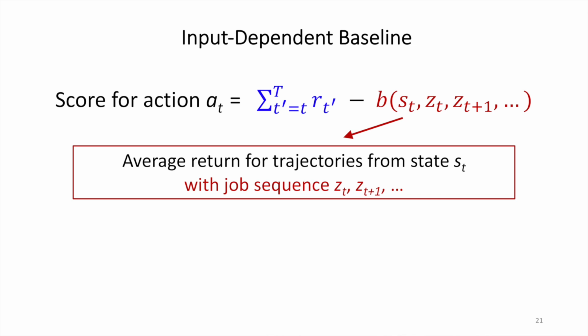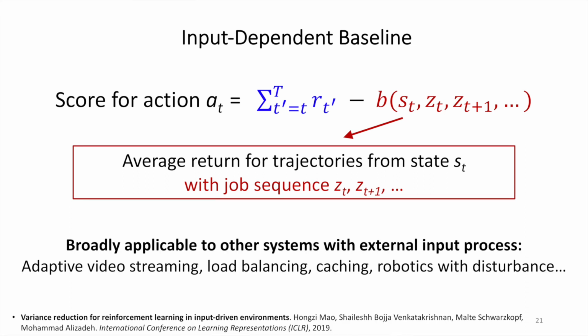What this new baseline means is that we want to estimate the average case reward conditioned on the particular job arrival sequence that we encountered during training. This method removes the variance from the job arrival sequences. In our experiment, we also empirically find that it improves the performance of our scheduling policy, especially when it handles long sequences of job arrival. In fact, this technique of removing variance is applicable to many other systems that have an external input process. For example, it also applies to adaptive video streaming when the network bandwidth is an external input. Even robotic applications with external disturbance can benefit from this approach. We published an ICLR paper for more mathematical details.